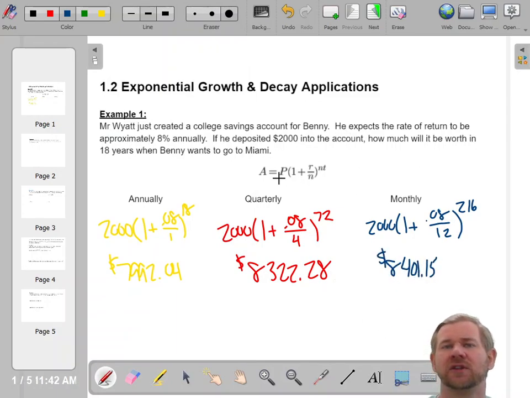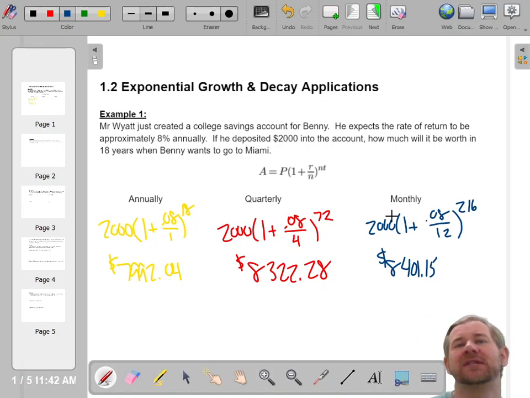8401.15. So wait a minute, that was only like an $80 difference, and that's how this works. When you compound more often than once, you're going to get a pretty decent gain. But the more often you do it, that gain starts to slow. There's an asymptote to how much money you can gain. If you do it by the second, that's going to be about the same as if you do it by the hour. And I'll talk more about that here in a little while.